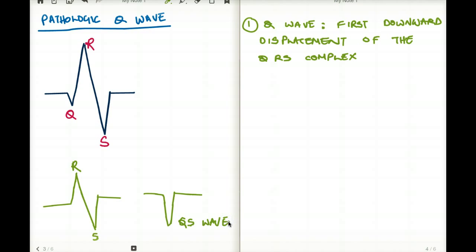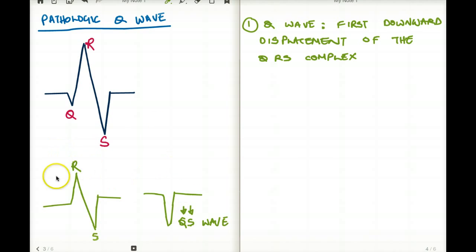If you are looking for a Q wave, then you take this as a Q wave. If you're looking for an S wave, you take this as an S wave. Depending on what you're looking for, you use it to your advantage. If you're looking for a Q wave, this is what you interpret. If you're looking for an S wave, this is what you interpret in a QS wave.